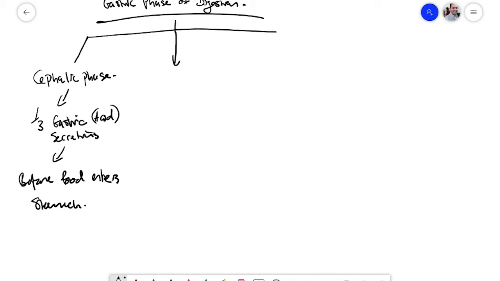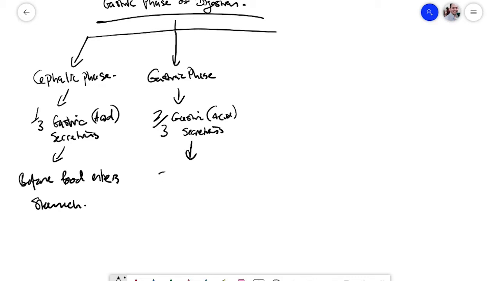Then the next thing that we got is the actual gastric phase, which is broadly what we were discussing in the last video that I did. That's responsible for the other 2/3 of your gastric secretions. Let's call it acid. And that is mediated by two things: stretch and concentration of peptides.